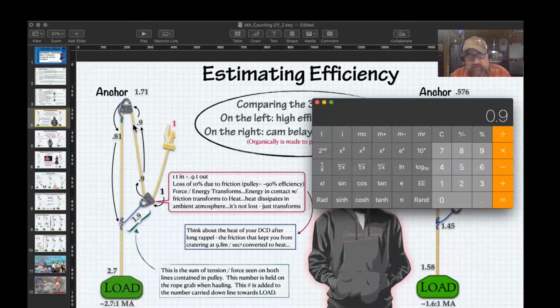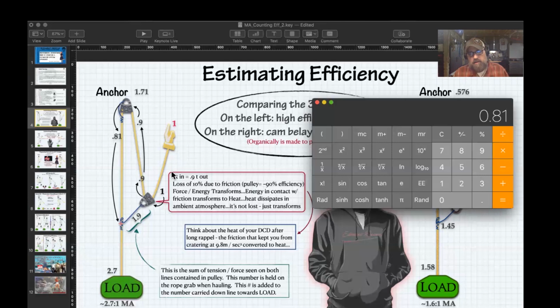As that 0.9 travels back up through our system, it's going to go in and out of a progressive capture. If 0.9 comes in, 0.81 comes out. So if you're following along with the calculator on your phone, or trying to figure this out at work, as that 0.9 comes in, all we're going to do is times that by 0.9 because we have a 90% efficiency pulley, and we get 0.81.